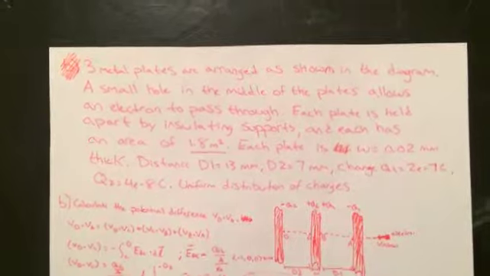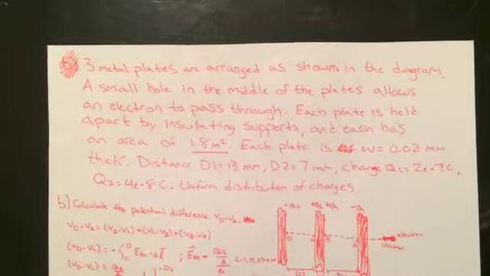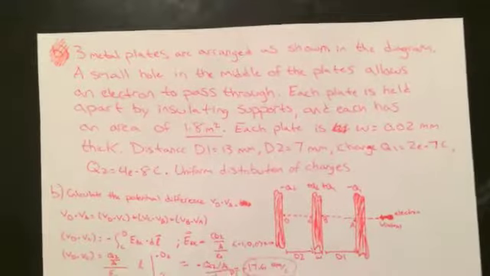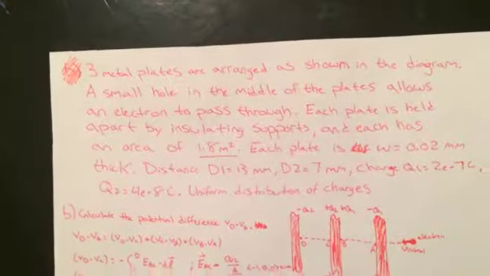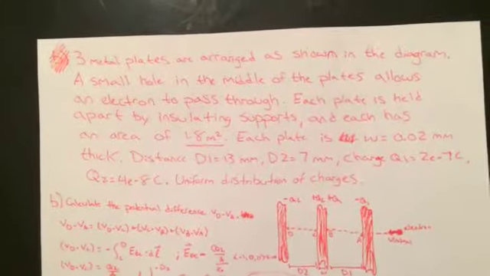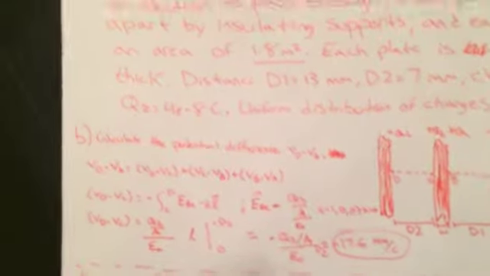The charge q1 equals 2e-7 coulombs, and charge q2 equals 4e-8 coulombs. There's a uniform distribution of charges. So part B says to calculate the potential difference Vd minus Va. And we have our diagram right here.